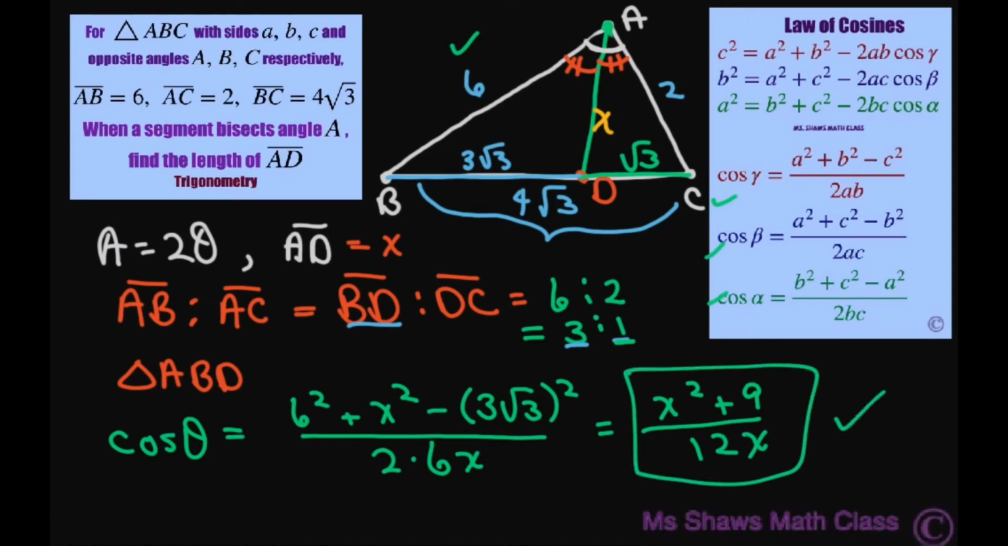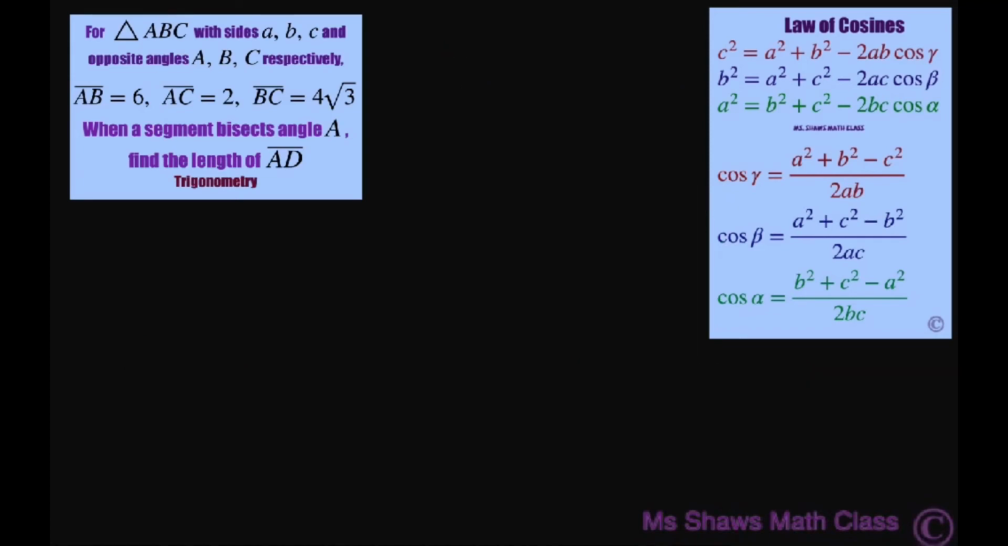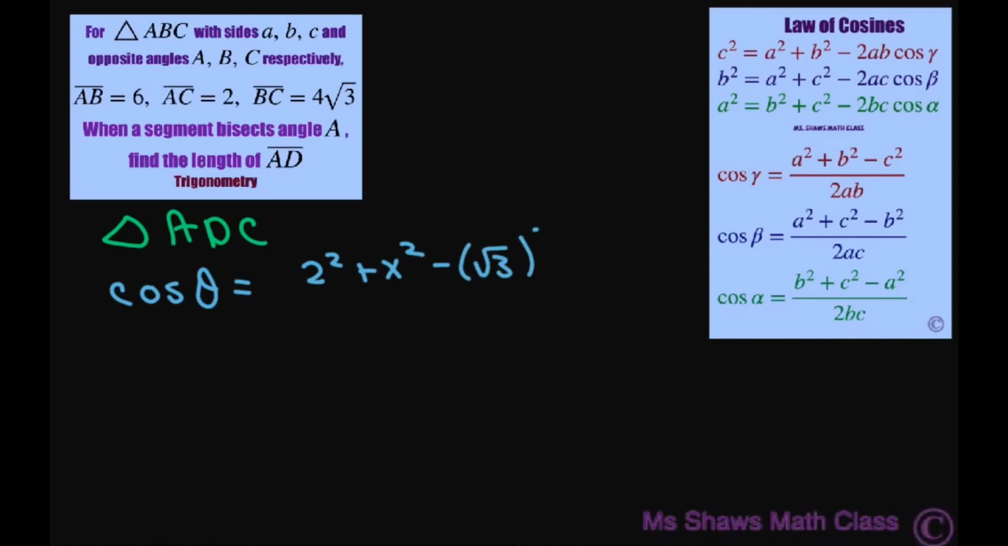Now we need to consider triangle ADC. That one is going to be cosine of theta equals 2 squared plus x squared minus square root of 3 squared, all divided by 2 times 2 times x. And that's going to equal x squared plus 1 divided by 4x.